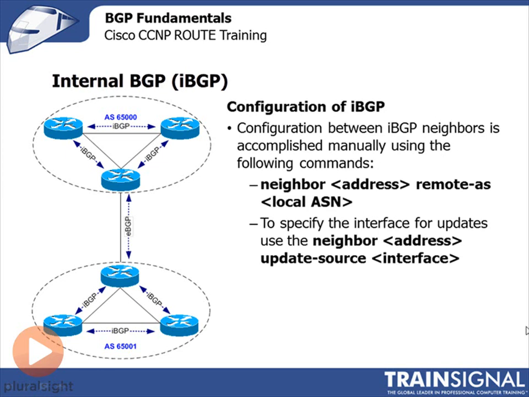The configuration of iBGP peers is actually very similar to eBGP peers. It's neighbor, the address of that particular peer, remote-as. The difference in this particular case is that it's going to be the local autonomous system number. So if it's router bgp 65001, the neighbor address remote-as is going to be 65001. You don't need a multi-hop statement. If you want to specify the source for updates, you can use the neighbor address update-source interface command as well. For instance, if you wanted to use a loopback interface.